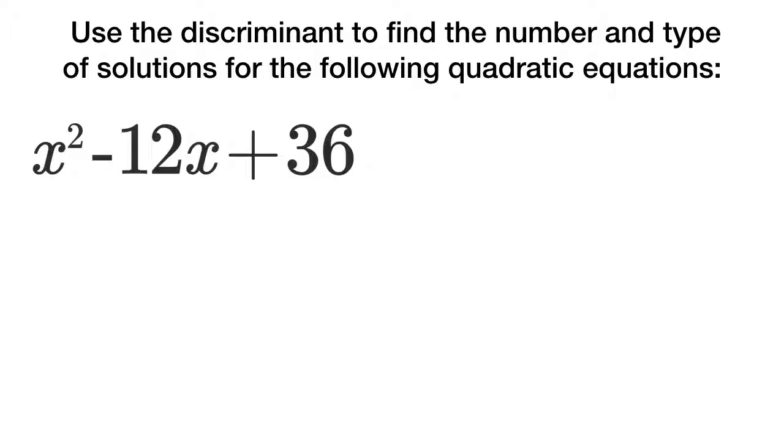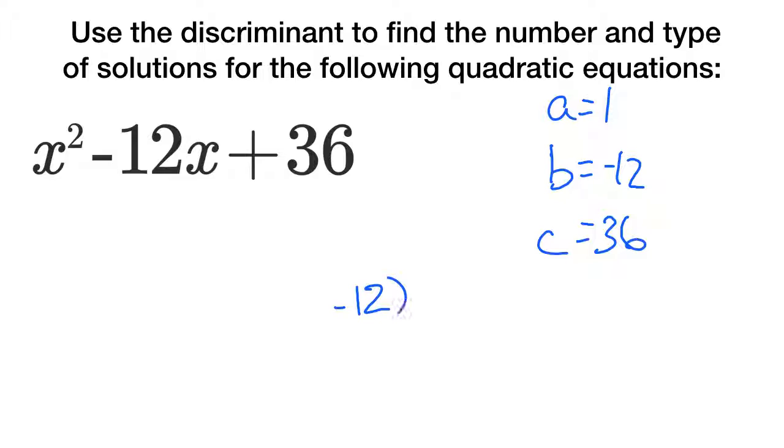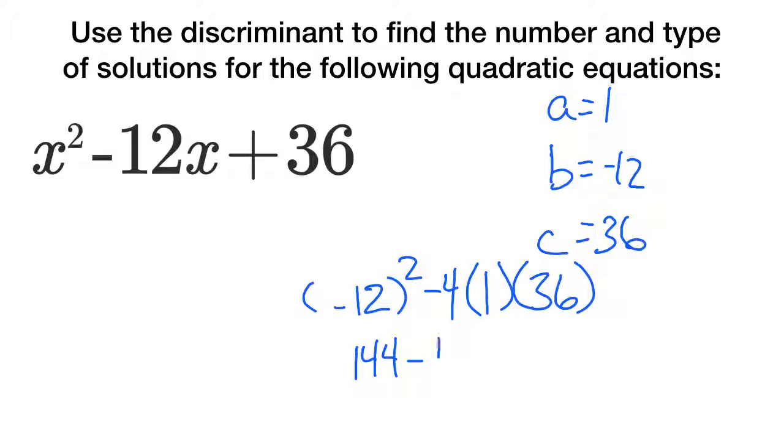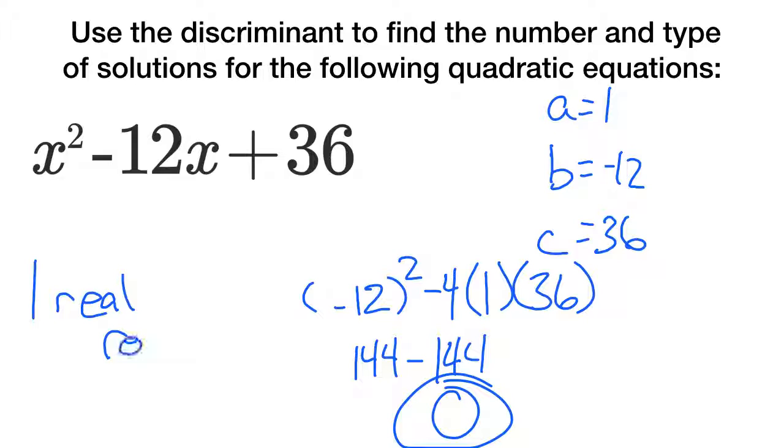All right, let's try one more. a is 1, b is negative 12, and c is 36. So, negative 12 squared minus 4 times 1 times 36. So let's see. That's 144 minus 4 times 36 is 144, meaning 0. So there is one real root. And there you go.